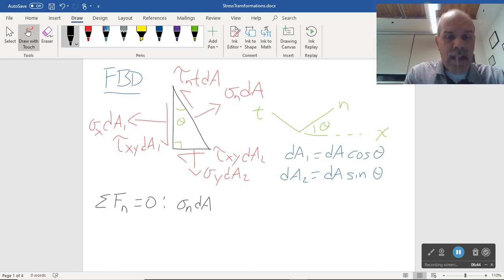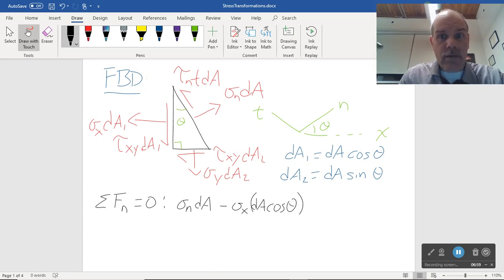The sigma x is going to have a negative component in the n direction, minus sigma x dA1, and I'll just call that dA cosine theta. That's just dA1. And now I've got to figure out how that relates, because x and n aren't totally lined up, but since x rotated into n, I can say, right, that's going to be, again, a cosine of theta.